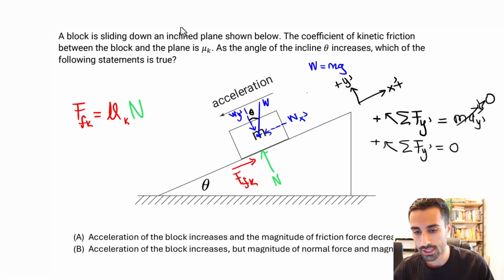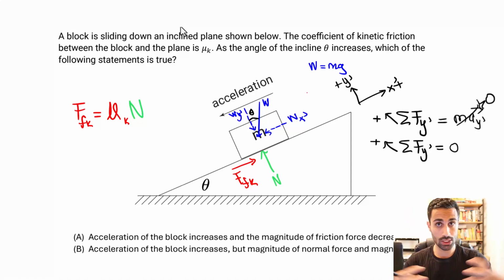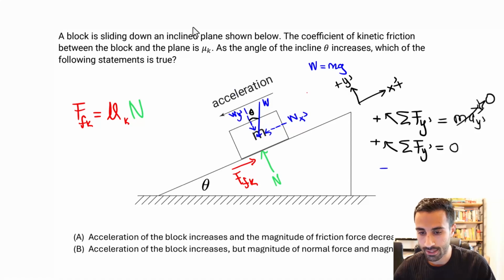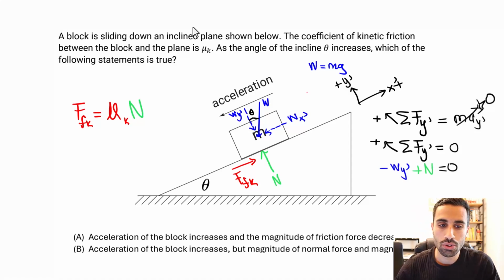Going this way is positive. Now let's put the net forces. Sum of the net forces in the y prime direction. It's going to be Wy prime going this way, so it opposes this direction. So that should be negative: negative Wy prime, and then we do plus the normal force, and this equals 0. So this ultimately tells me, as you see, the normal force equals Wy prime.